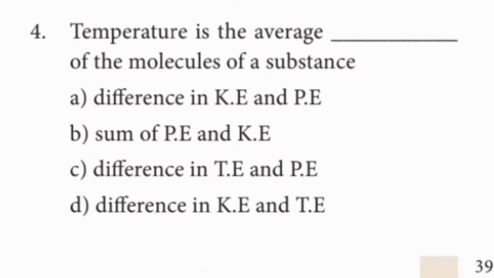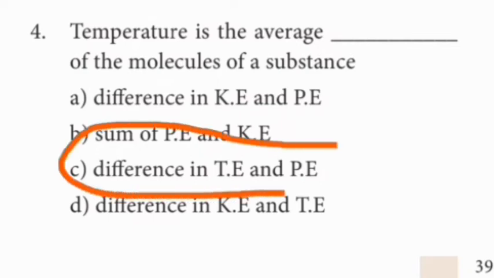Temperature is the average of the molecules of a substance. Options: difference in KE and PE; sum of PE and KE; difference in TE and PE; difference in KE and TE. The answer is C, difference in TE and PE.